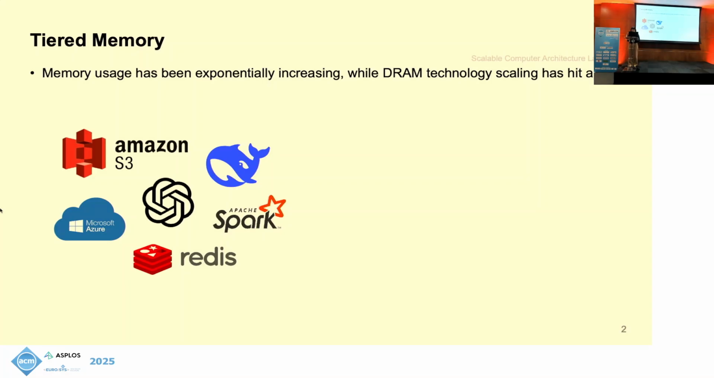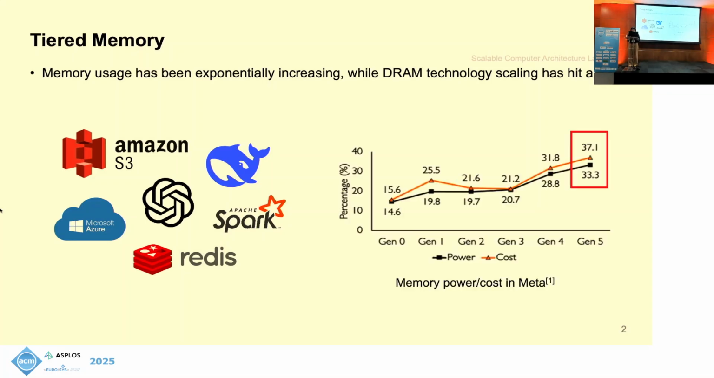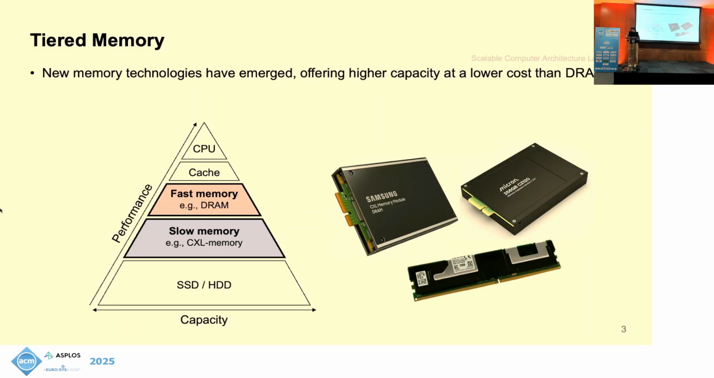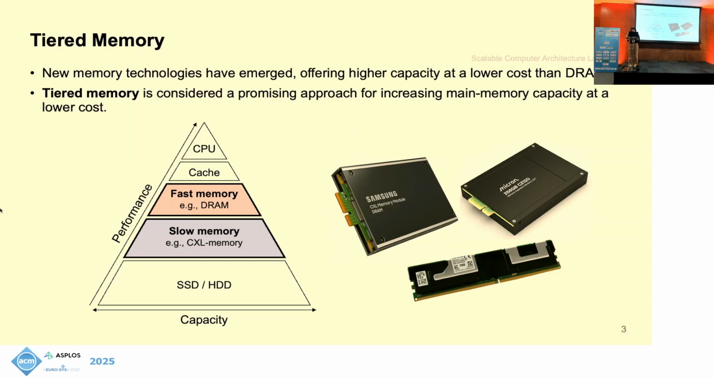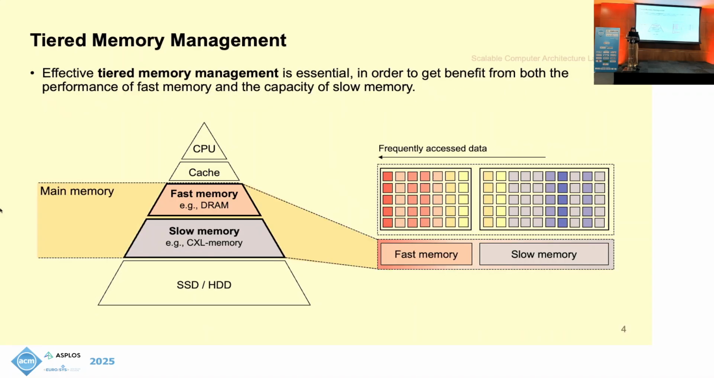As we all know, memory usage has been exponentially increasing, while DRAM technology scaling has hit a wall. The graph on the right shows that memory accounts for more than 30% of the total data center power and cost. Under these circumstances, new memory technologies have emerged that generally offer higher capacity at a lower cost but higher access latency than DRAM. Therefore, a tiered memory system consisting of new memory devices along with traditional DRAMs is considered a promising approach for increasing main memory capacity at a lower cost.